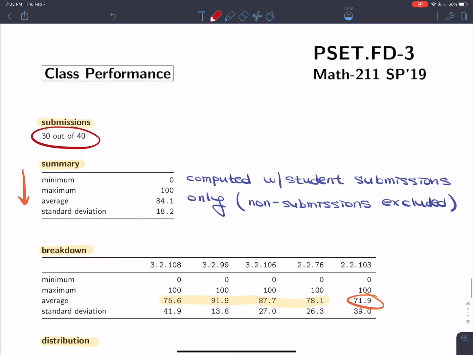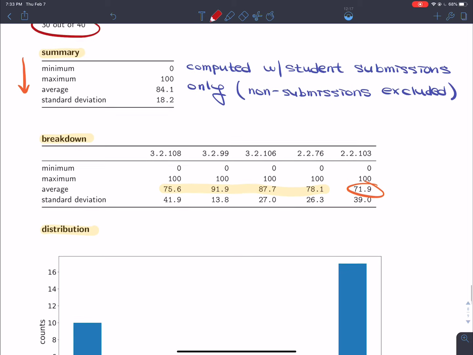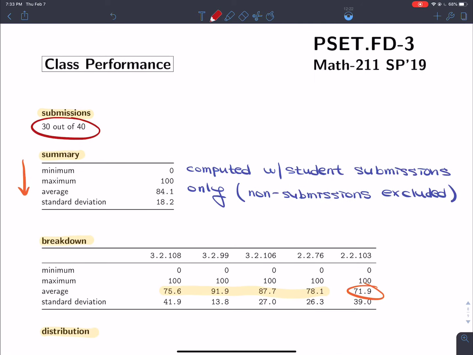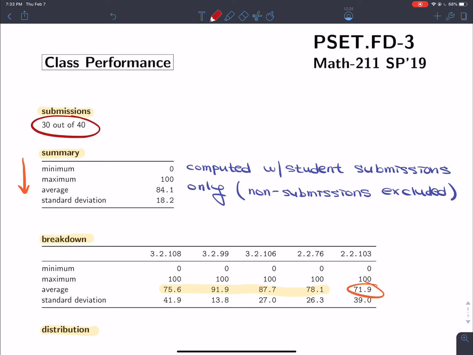And again, how you should be viewing these p-sets is that they're very low stakes. And the recommendation that I have here is that you do every single problem and you try. Should you have any questions, come visit us in office hours and we'll be more than happy to help.